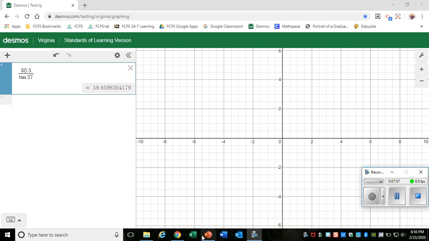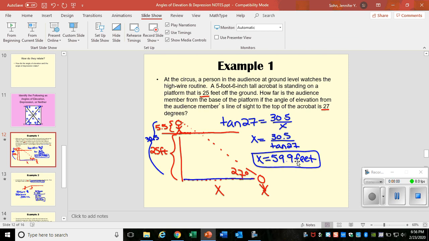So we're going to use 59.9 feet. So from here to here, it's 59.9 feet. So if you use an angle and trigonometry, only for a right triangle though, you can find the missing side. Because we're looking at the audience members' side, the platform on the bottom right here, the base.